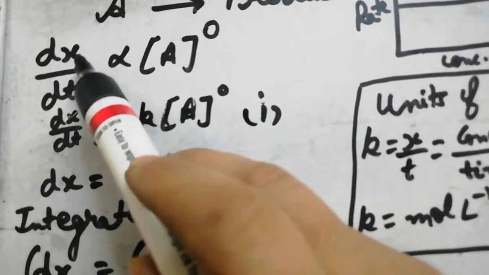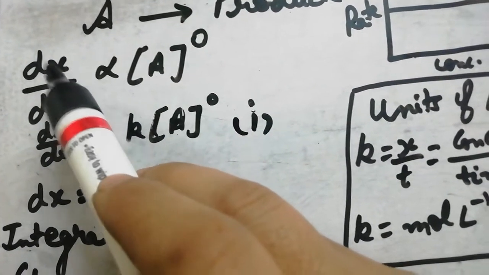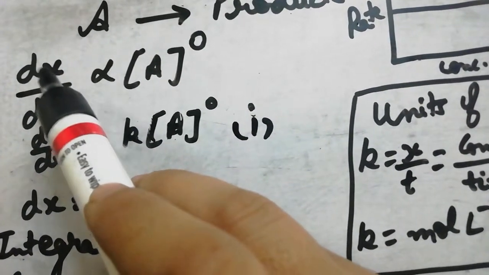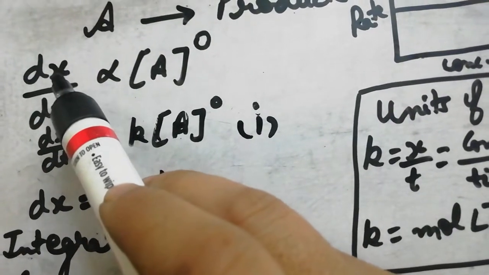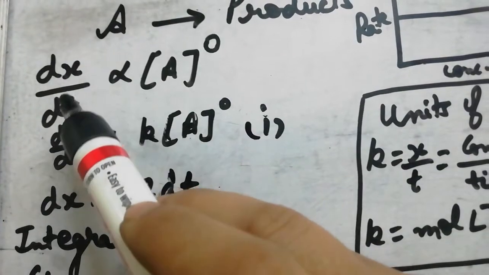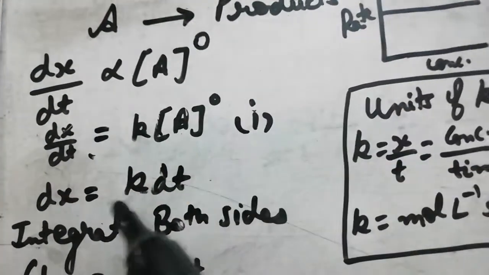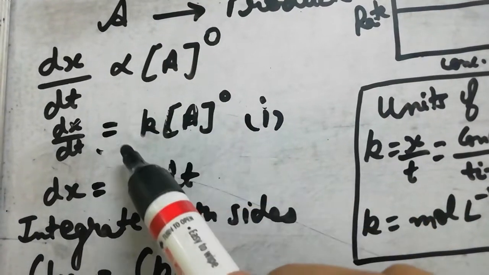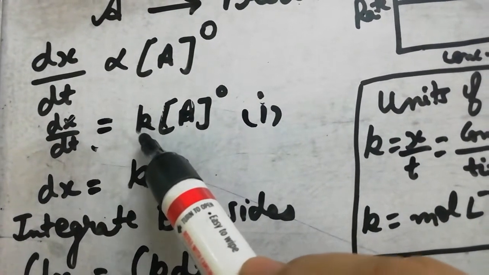Here x is the general term which can be used for concentration of reactant or product. Here we are not defining whether we are talking about reactant or product. We are talking about the rate of the reaction in terms of reactants or products. So the rate of the reaction, that is dx upon dt, is directly proportional to the concentration of A raised to power 0. So removing this proportionality sign, we will add the proportionality constant, that is rate constant small k.